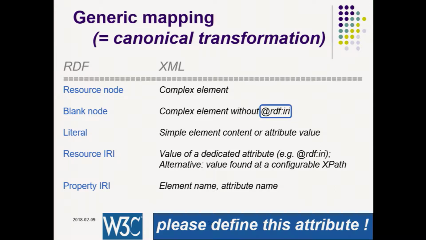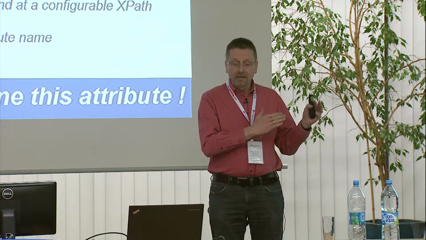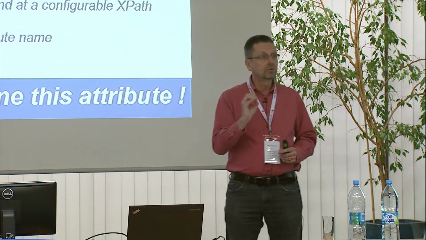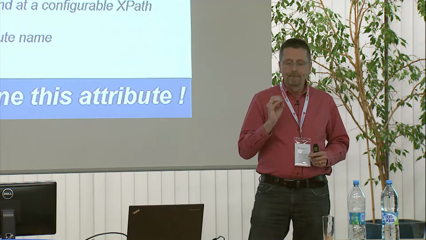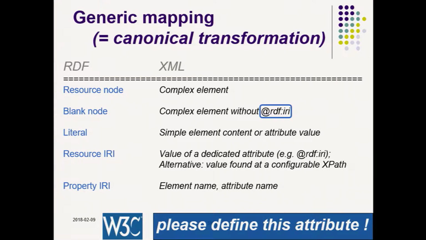The element owning this attribute represents an RDF resource with a resource IRI equal to the value of the attribute. It would be a microscopic spec, but I think it would open new possibilities. Finally, property IRIs map naturally in XML to element and attribute names. Remember that XML names are qualified names, and there is a well-defined mapping between IRIs and qualified names. It's even found in W3C specs.